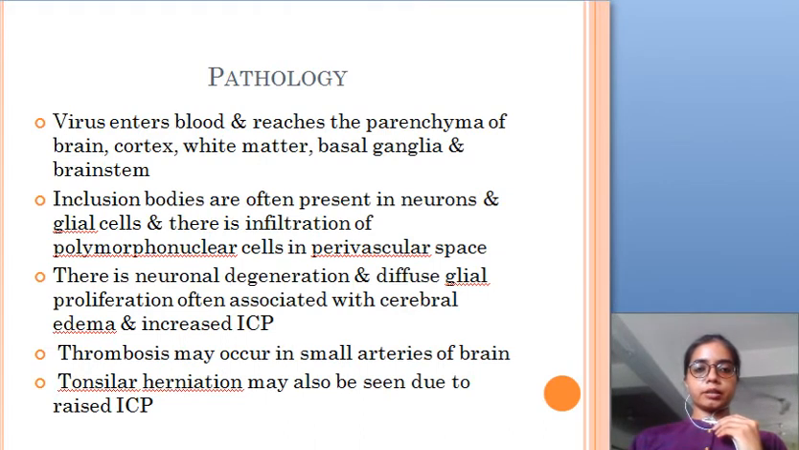Pathology. The virus enters the blood, reaching the parenchyma of the brain, cortex, white matter, basal ganglia, and brainstem. Inclusion bodies are often present in neurons and glial cells, and there is an infiltration of polymorphonuclear cells in the perivascular space. There is neuronal degeneration and a diffuse glial proliferation, often associated with cerebral edema and an increase in intracranial pressure. Thrombosis may occur in small arteries of the brain. Tonsillar herniation may occur due to a raised intracranial pressure.